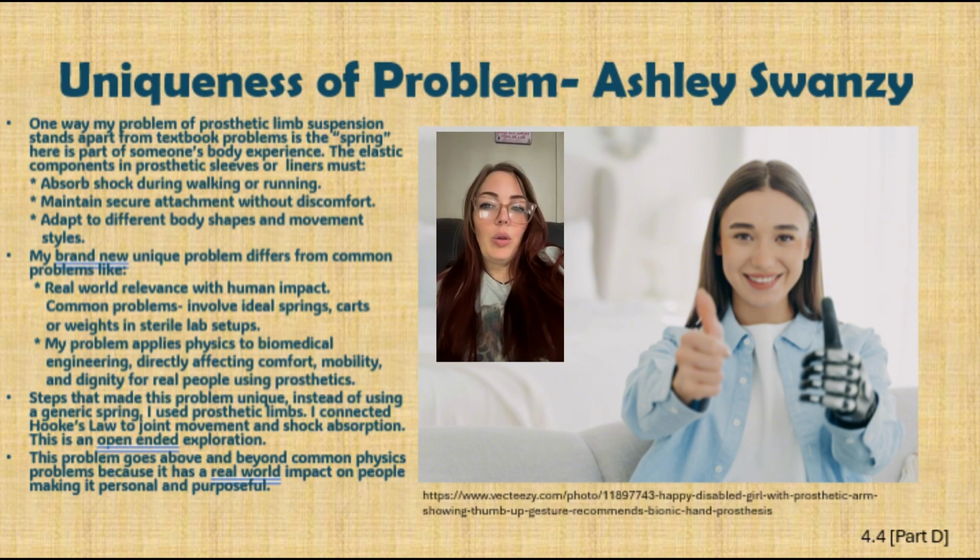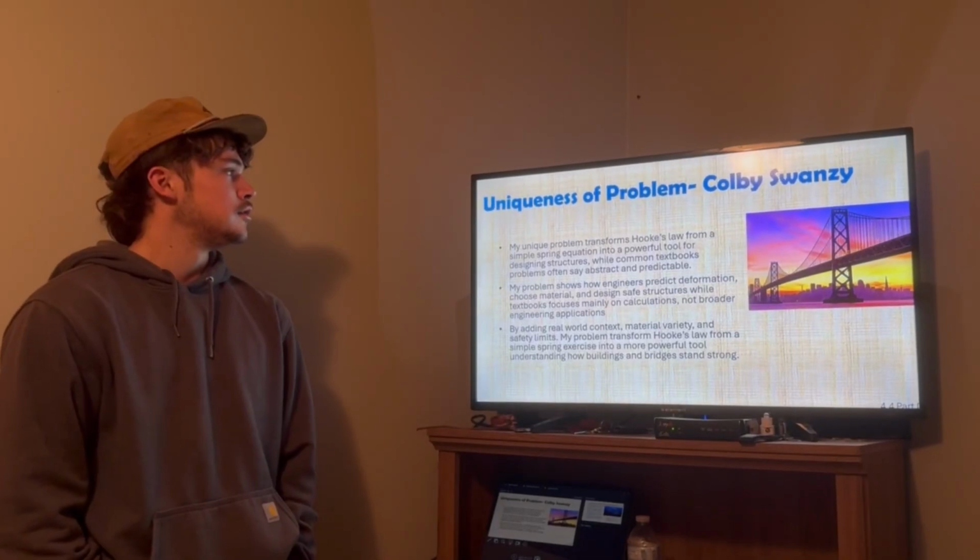Steps that made this problem unique: instead of using a generic spring, I used prosthetic limbs. I connected Hooke's law to joint movement and shock absorption. This is an open-ended exploration. This problem goes above and beyond common physics problems because it has a real-world impact on people, making it personal and purposeful. Uniqueness of problem.